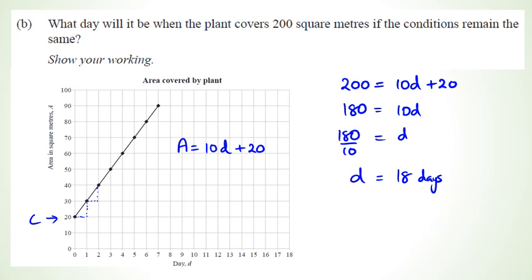So grades wise, just a correct response without any working is going to get you an achieved. But if you show this working, you are looking at a merit here. All right, next question.